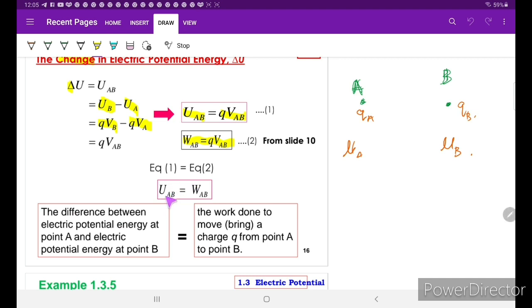So we can write it as UAB equal to WAB, meaning energy. The difference between electric potential energy at point A and the electric potential energy at point B, or the change of electric potential energy at point A and point B, is equal to the work done to move or to bring a charge Q from point A to point B.